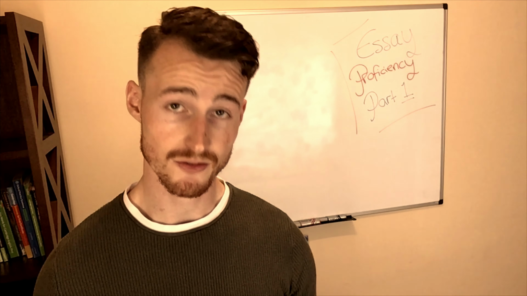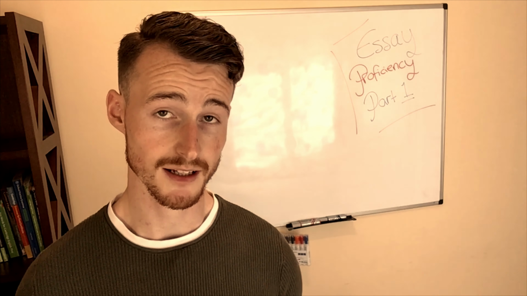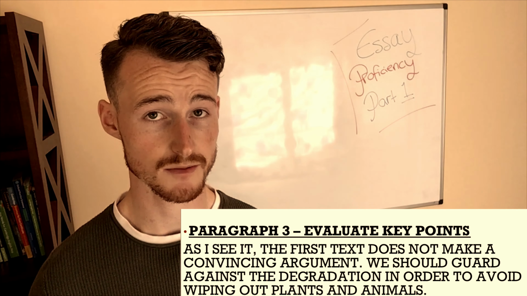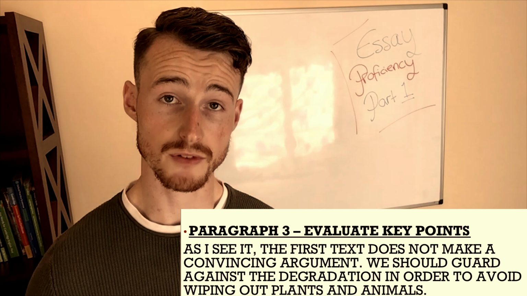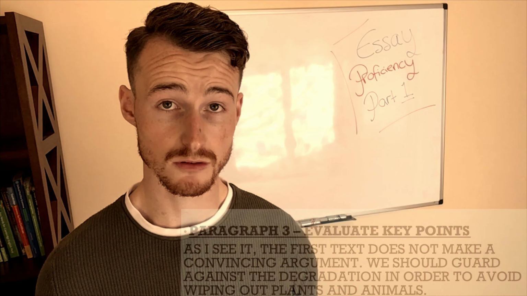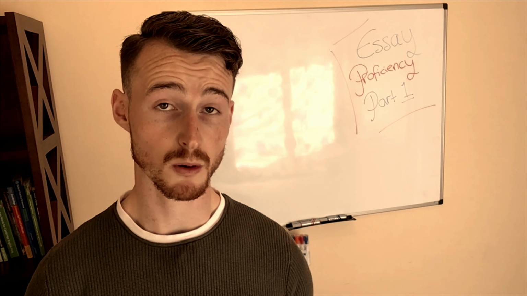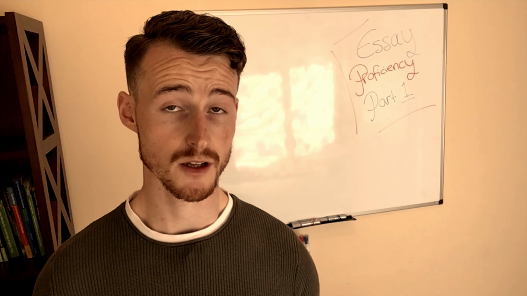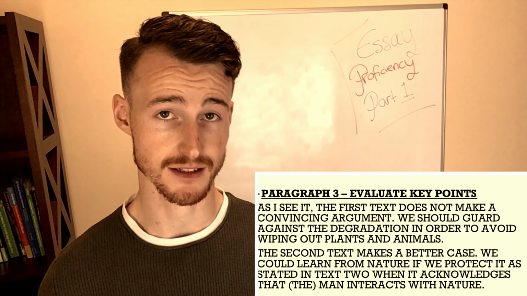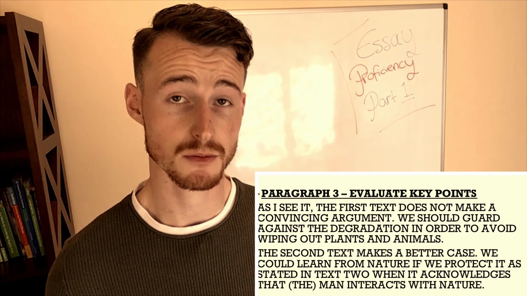Then we move on to paragraph 3. Evaluate the key points and ideas. Here you could start by saying something like, as I see it, the first text does not make a convincing argument. We should guard against the degradation of nature in order to avoid wiping out plants and animals. Now, the second text makes a better case. Evaluate the point a bit more and then say something like, we can learn, or we could learn from nature if we protect it, as stated in text 2, when it acknowledges that man interacts with nature.